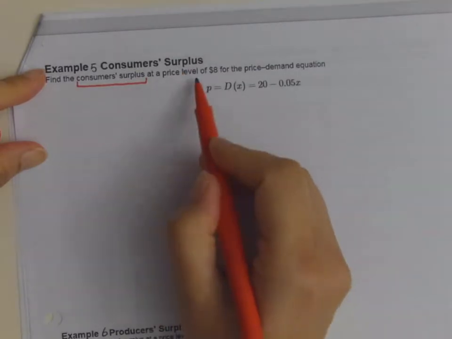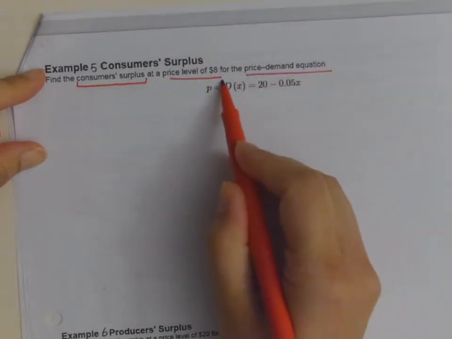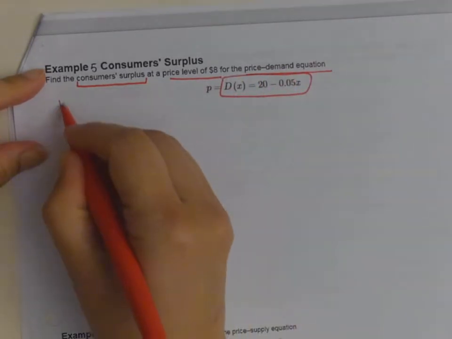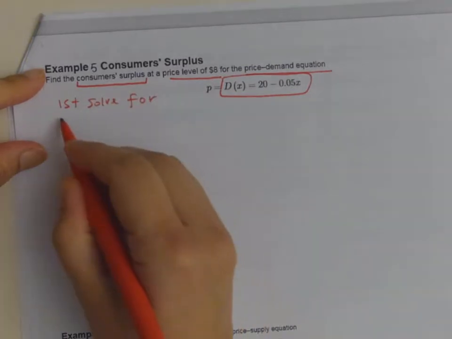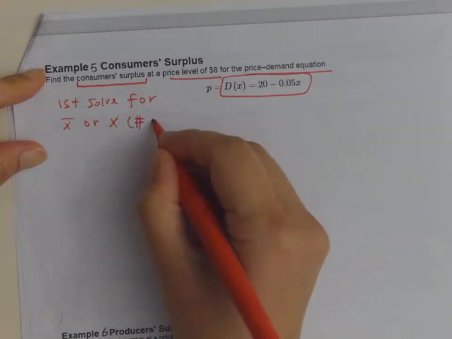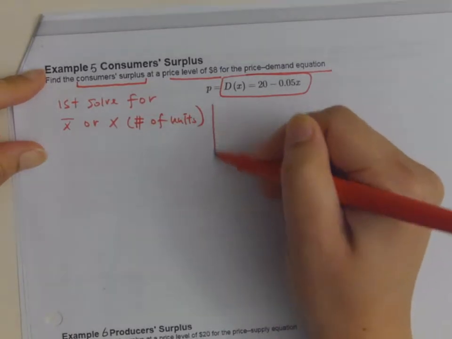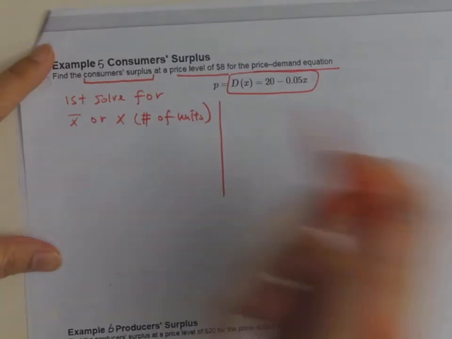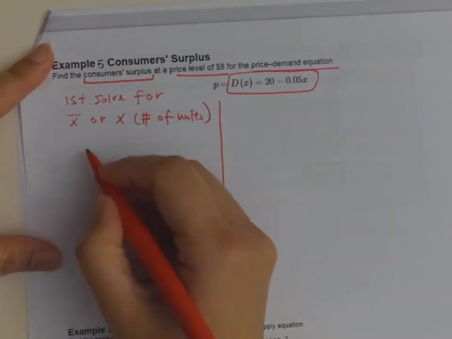They say the price level is $8 and the price demand function is given to you. This is the price demand function. So first we're going to need to solve for X, or some books may say Q, which means number of units. This is probably the part that sometimes students get confused on the test, and they forget that this is the first step they need to do. So they get stuck with the formula and don't have enough information to plug it in. So make sure you find how many units first.